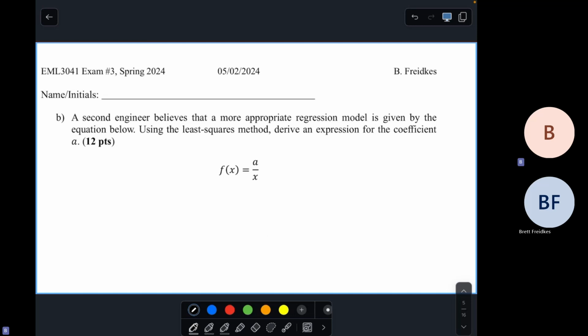The least squares method, I'm not going to say it yet. Go ahead and try it and let me know what expression you get for A. That's what I would like, ultimately what A is. I'll do that for the video, the break, so people can get competitive.